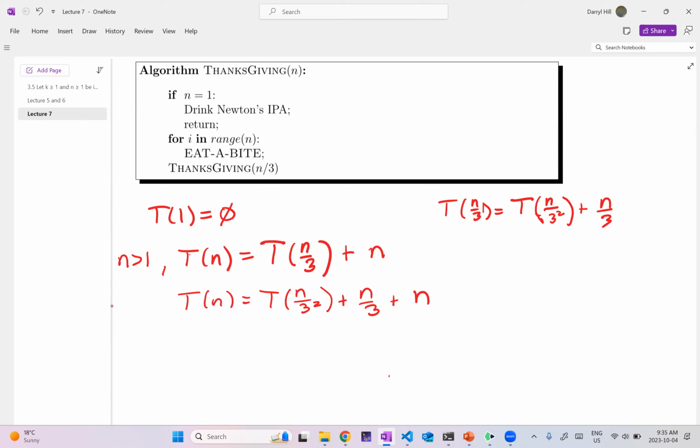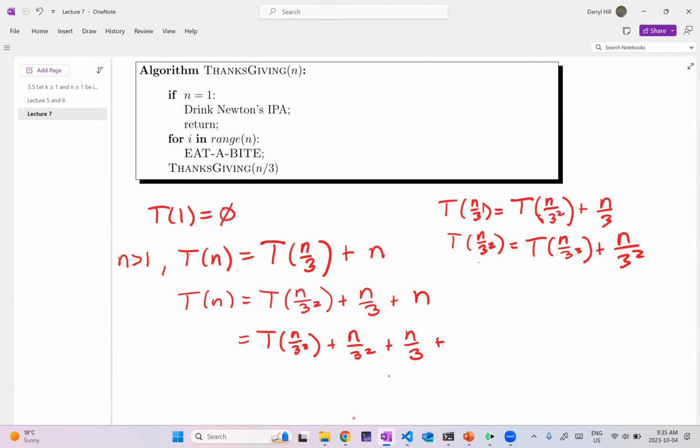And then, of course, my T of n over 3 squared is equal to T of n over 3 cubed plus n over 3 squared. Again, I'm just substituting n over 3 squared everywhere I saw n in the original equation. So I expand this out more and I get T of n over 3 cubed plus n over 3 squared plus n over 3 plus n.